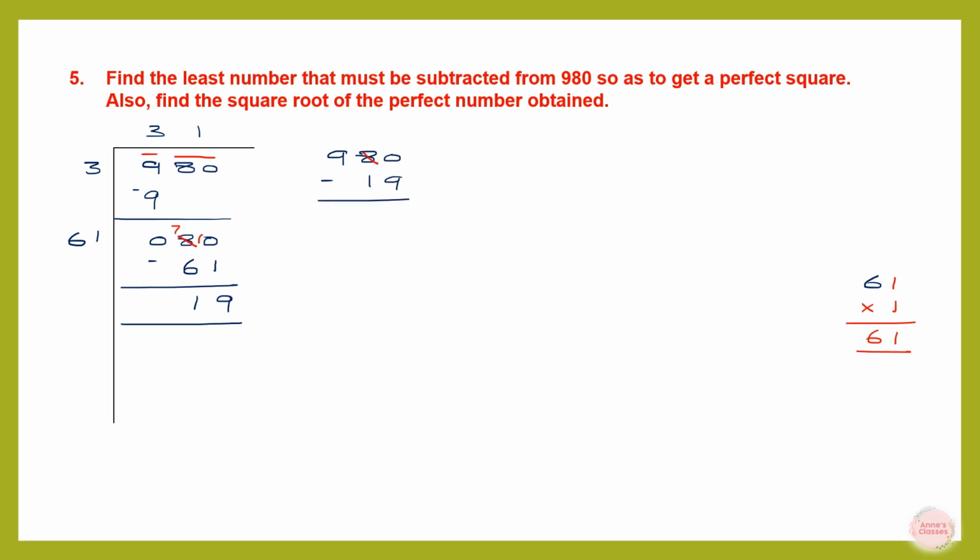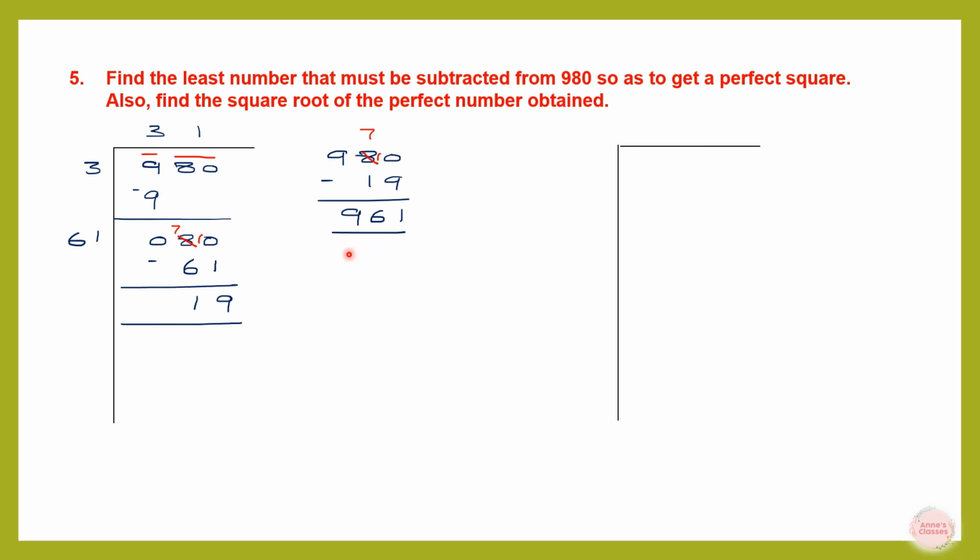So this is 7, 10. 10 minus 9 is 1. 7 minus 1 is 6, 9. So we've got 961. So now we found the least number that must be subtracted and we also found the number that is a perfect square when you subtract 19 from 980. Now the next part of the question is find the square root of this perfect number obtained. So we've got 961. Let's find the square root of 961.